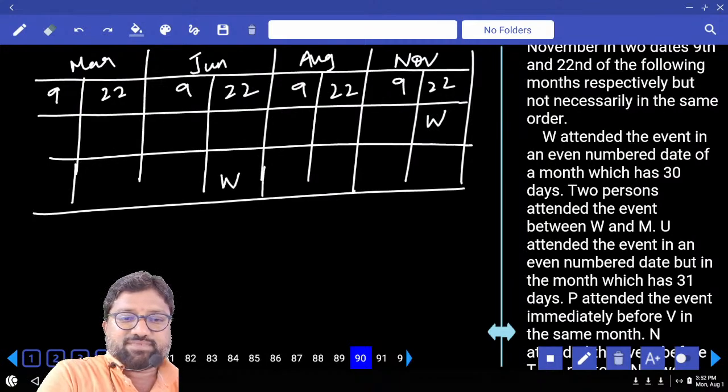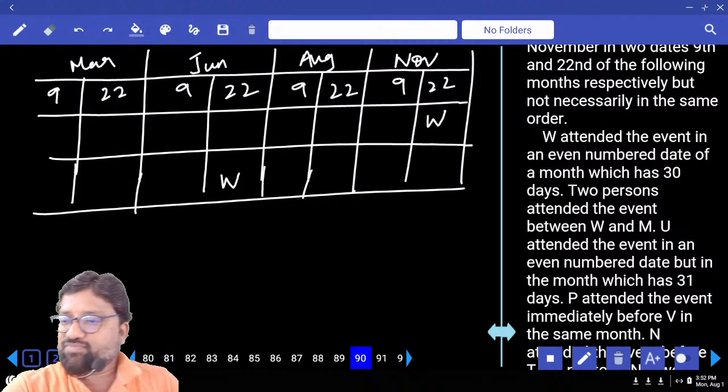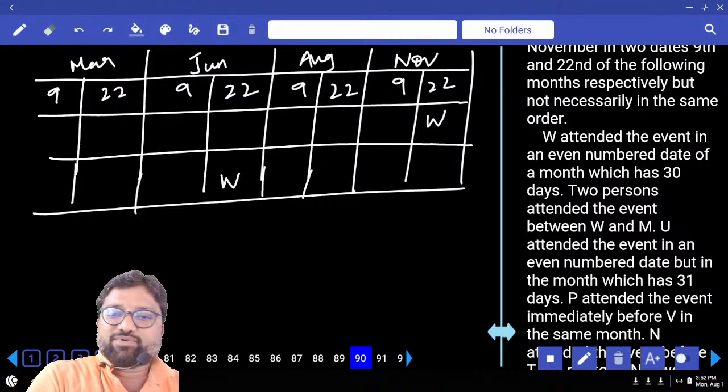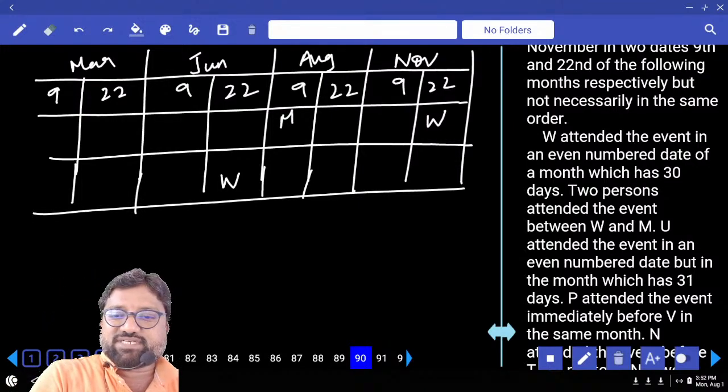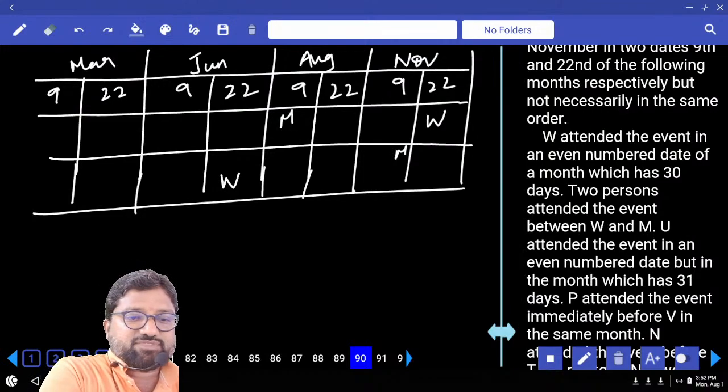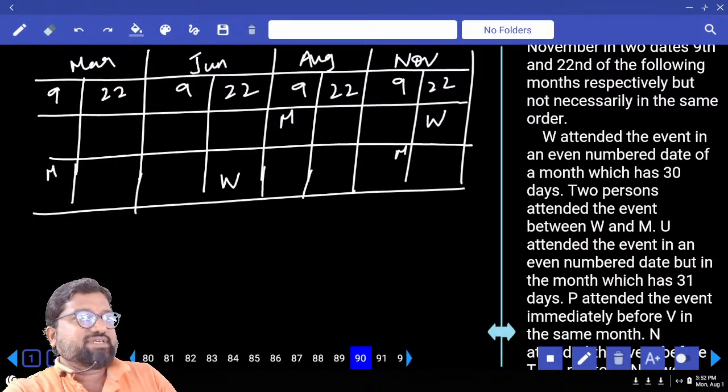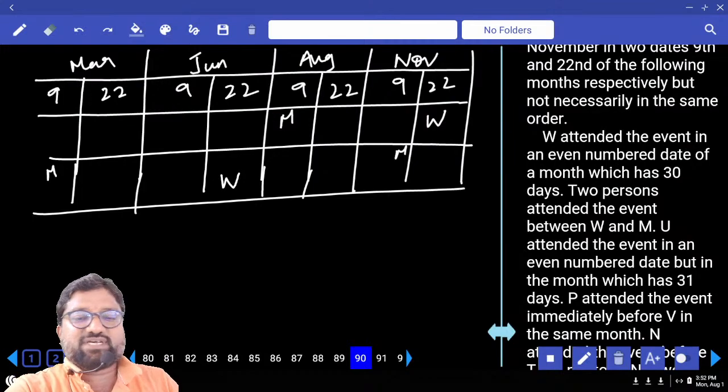This can be W, right? Next line, look. 2 persons attend the event between W and M. How many possibilities do I have? 2 possibilities in the second case.